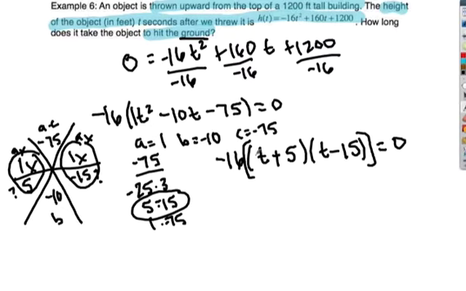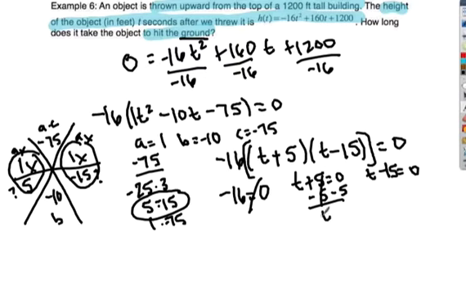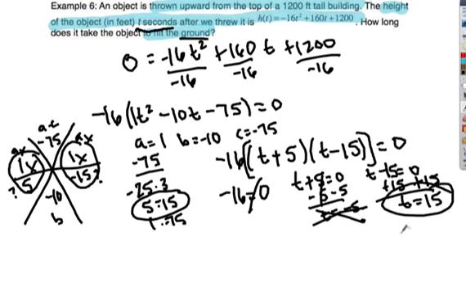At this point, I can take each one of my factors and set them equal to 0. So when I do that, I have negative 16 equals 0, which doesn't mean anything to us. Then t plus 5 equals 0, and t minus 15 equals 0. Now I need to solve both for t. I get t equals negative 5, and over here, t equals 15. Now, since t is telling me about my time in seconds, I can't have negative time, so that means that I hit the ground after 15 seconds.